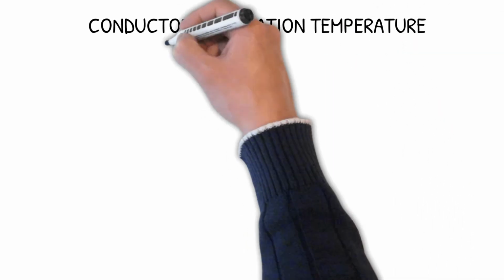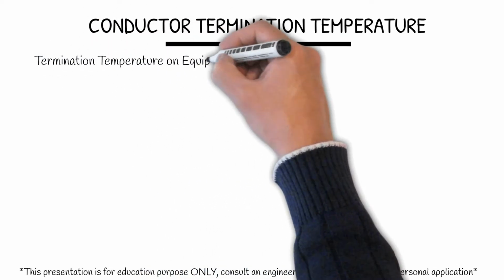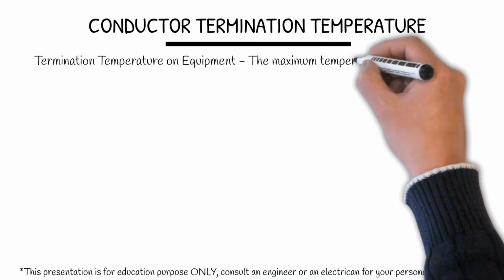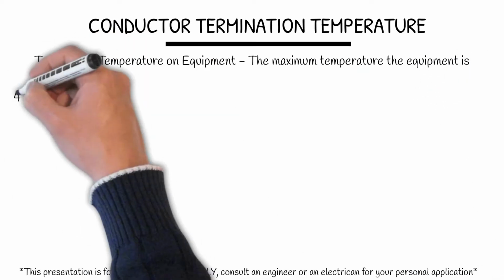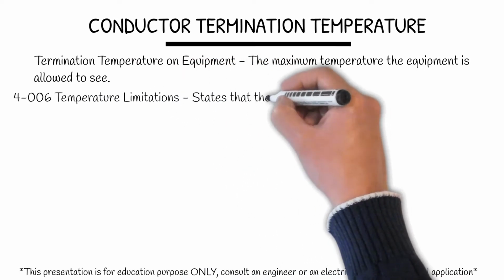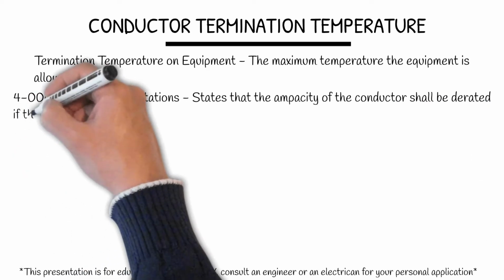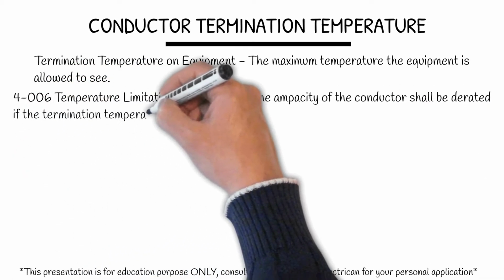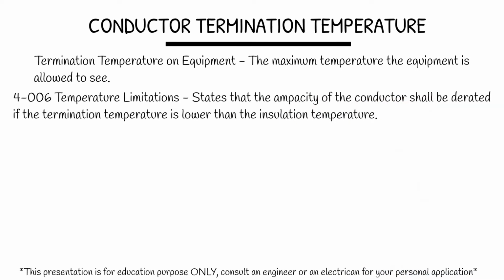Conductor termination temperature. Termination temperature on equipment: the maximum temperature the equipment is allowed to see. 4-006 temperature limitation states that the ampacity of the conductor shall be derated if the termination temperature is lower than the insulation temperature.